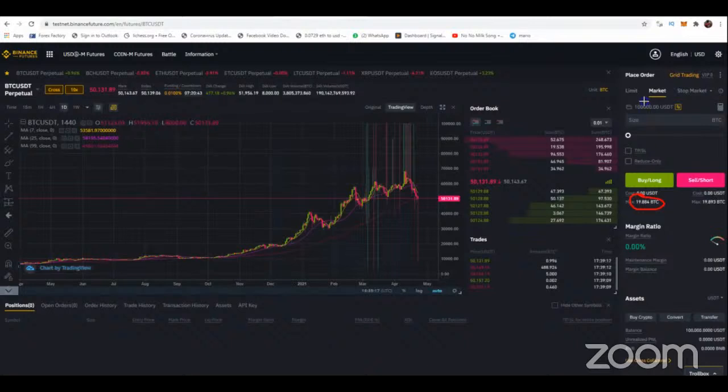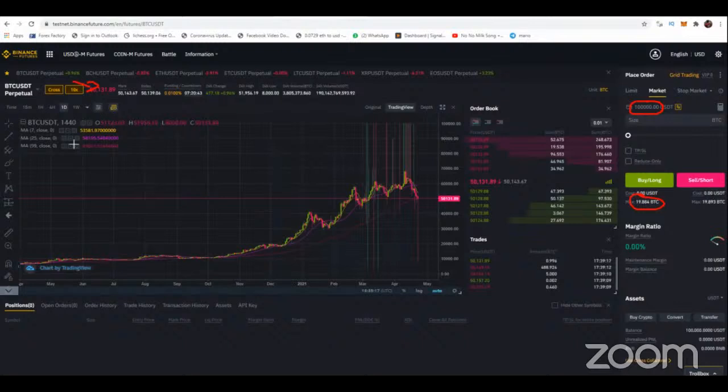However, look at how much we have in our trading account. We have 100,000. Without any leverage, if our account is not leveraged by any amount at all, we are only supposed to be able to buy just 2 Bitcoin, or even less than 2 Bitcoin. The reason is because the current price of Bitcoin right now is about $50,000, and we have $100,000.